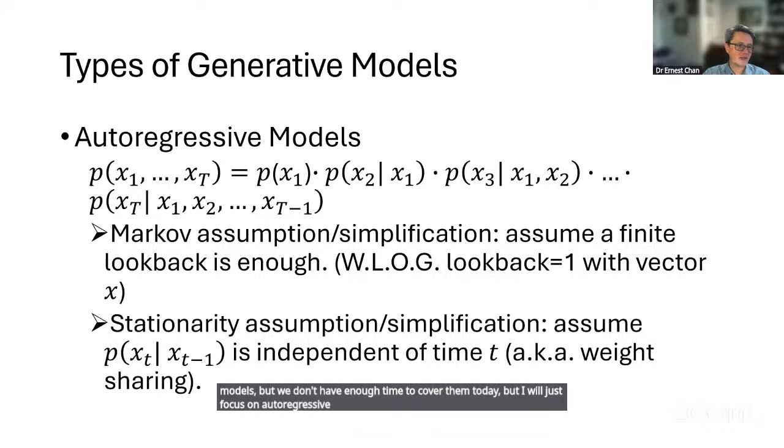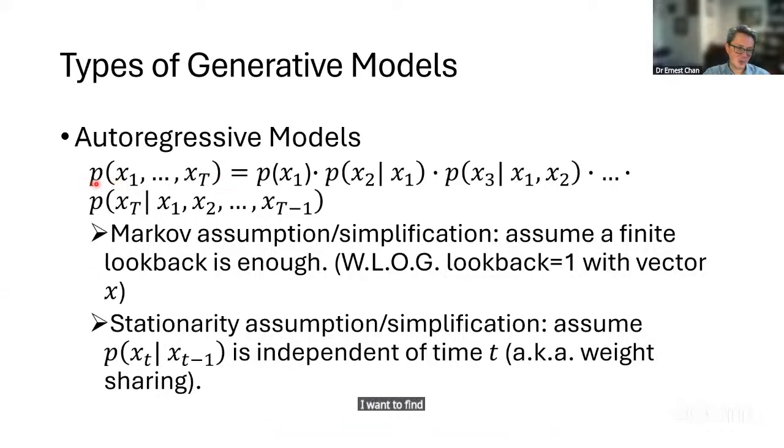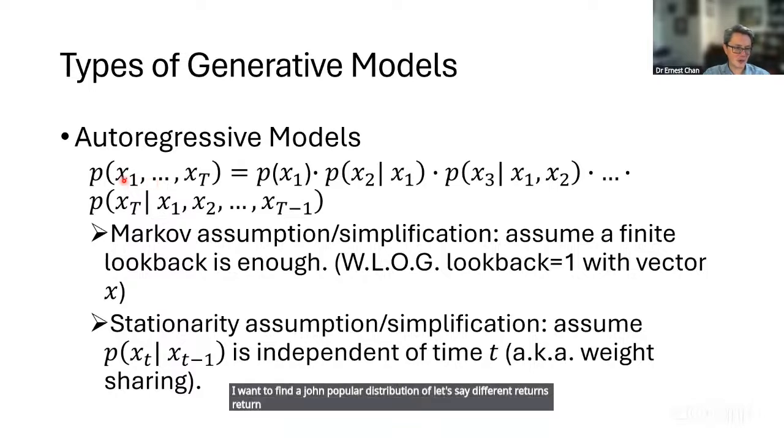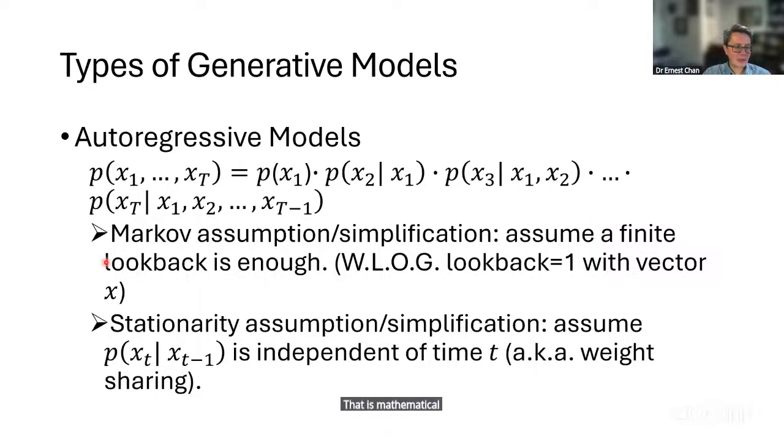So the autoregressive model basically is saying that, well, I want to find the joint probability distribution of, let's say, different returns, return of the first period up to return of the period T. And this is in general true. You can always write a joint distribution as a product of conditional distributions. That is a mathematical truth. But then typically people will apply the Markov assumption or simplification.